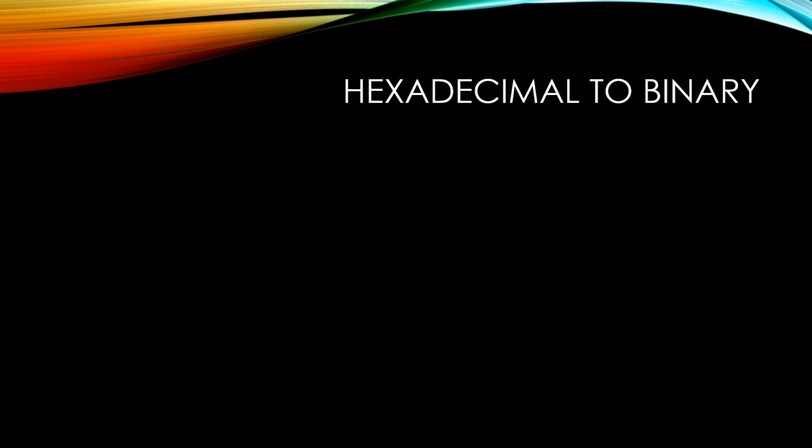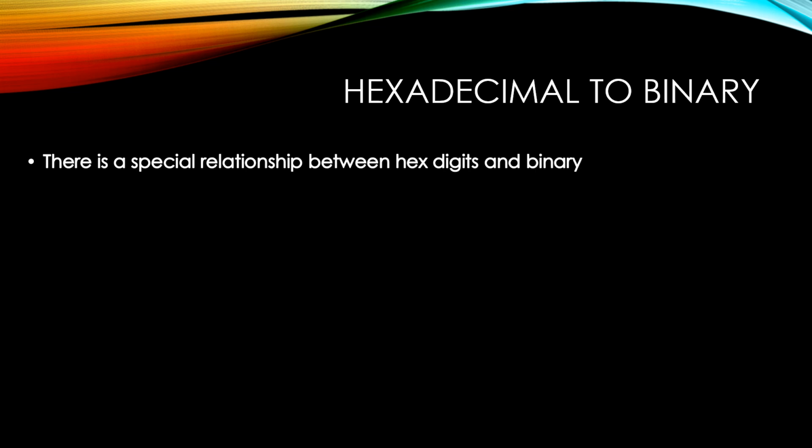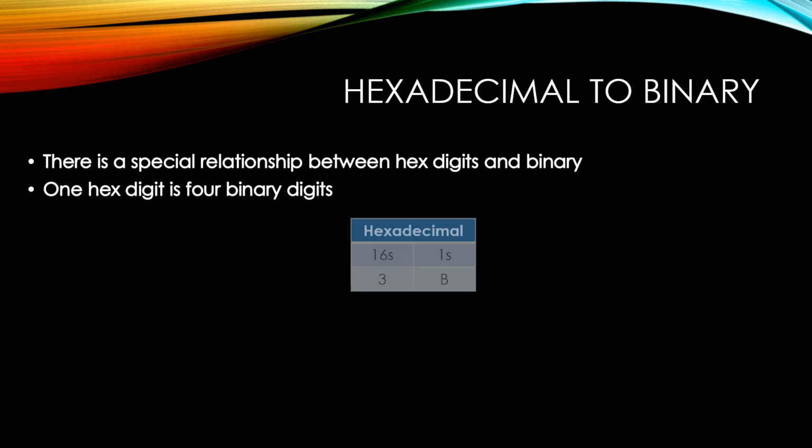When asked to convert hexadecimal to binary, you might be tempted to first convert hexadecimal to decimal and then decimal to binary. But this is unnecessary given the special relationship between hex digits and binary. That is, one hex digit is 4 binary digits. I'll use an example of 3B as the hexadecimal number we're going to convert to show you how it works. We treat each hexadecimal digit as a nibble of our eventual 8-bit binary number.